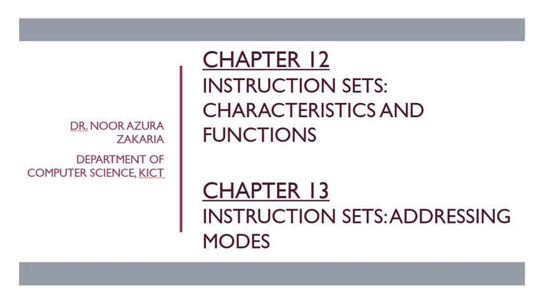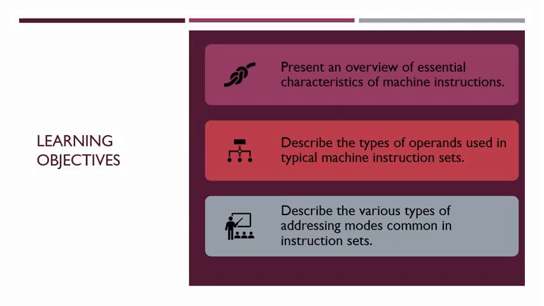We are going to see what are the learning objectives for this chapter. The first learning objective is you are able to present an overview of essential characteristics of machine instructions. The second learning objective is you are able to describe the types of operands used in typical machine instruction sets. And the last one, you are able to describe the various types of addressing modes common in instruction sets.